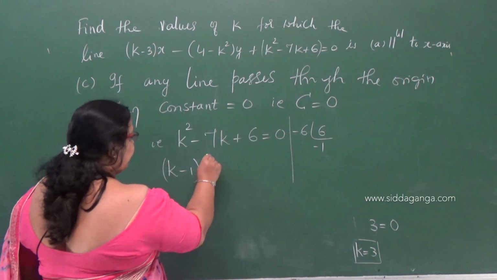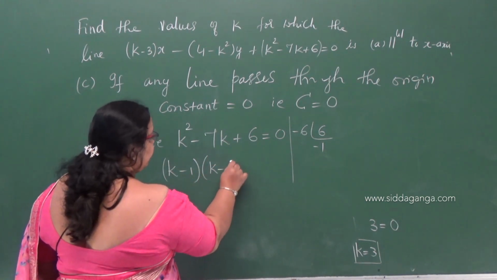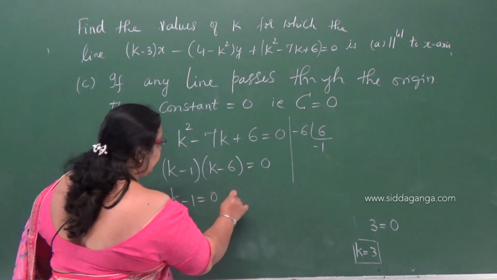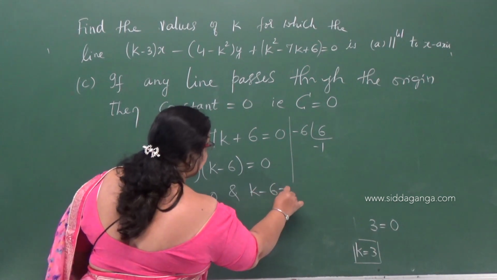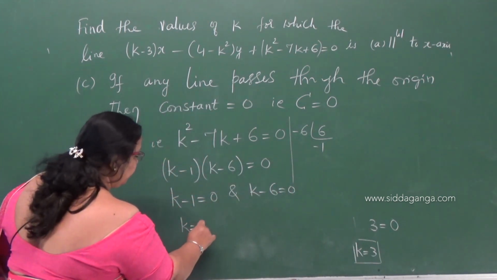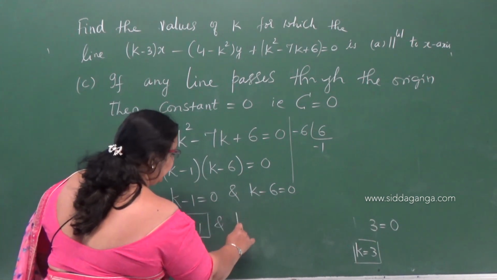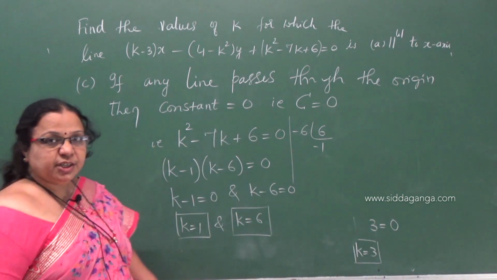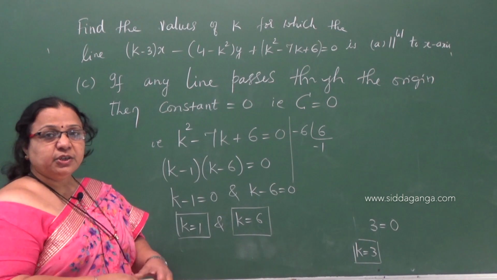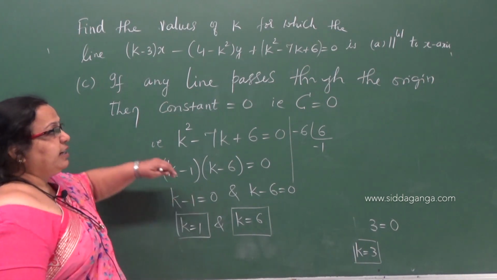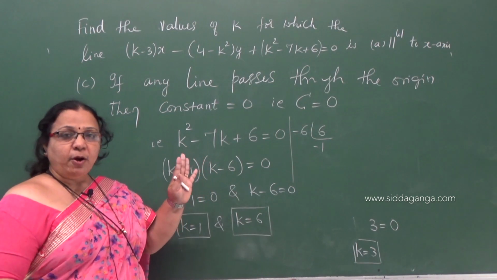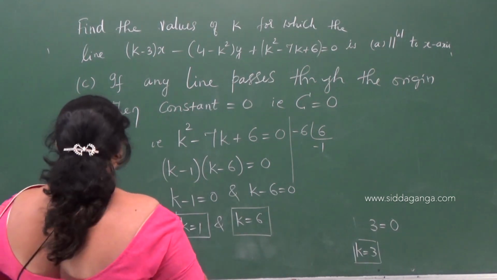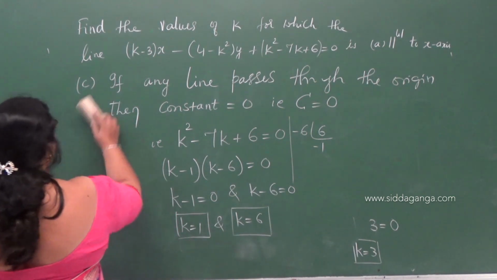So therefore, we can write this as k minus 1 into k minus 6 equal to 0. So therefore, k minus 1 equal to 0 and k minus 6 equal to 0. Therefore, k equal to 1 and k equal to 6. So these are the values of k for which the given line passes through the origin. This type of question also comes in the competitive part. So let us solve the next question.